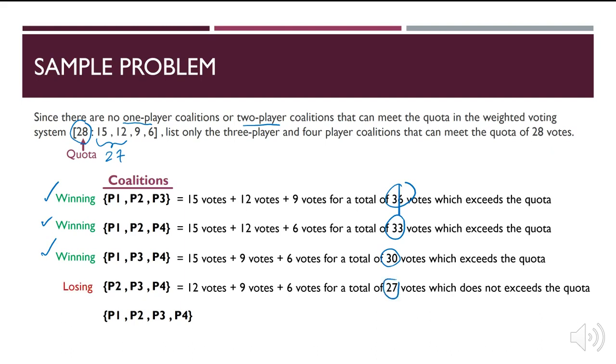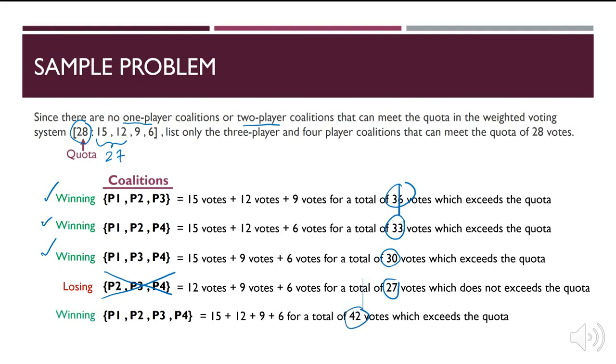And if we add up each player's votes in the 4th team, we see that is not enough, and that this is a losing coalition. And that means that this coalition we will not work with anymore with this process. It will not move forward in our work. We're done with this coalition. And finally, the 4-player coalition has 42 votes. Again, that's more than the quota. So we have a total of 4 winning coalitions that we're going to move ahead with in this process.